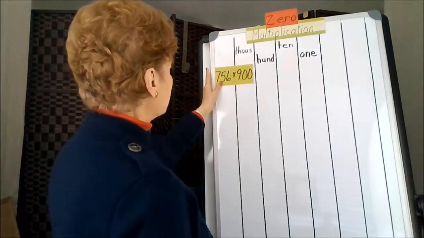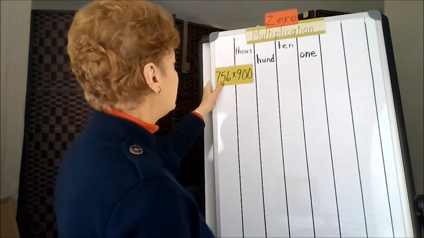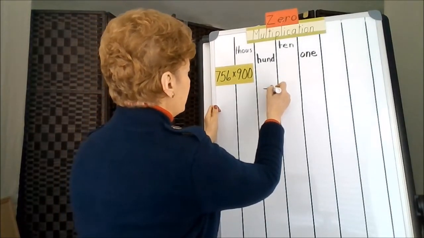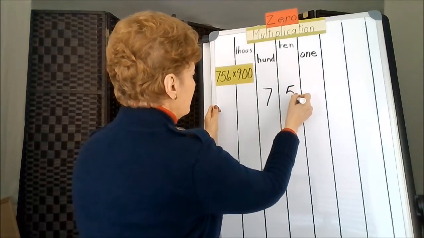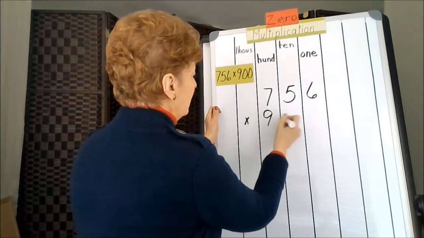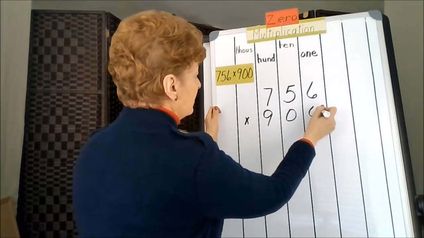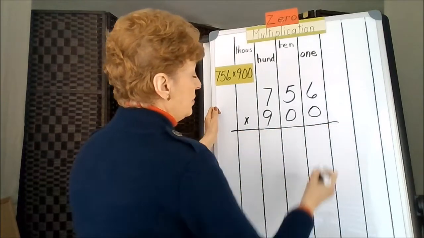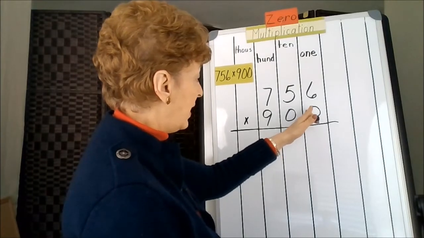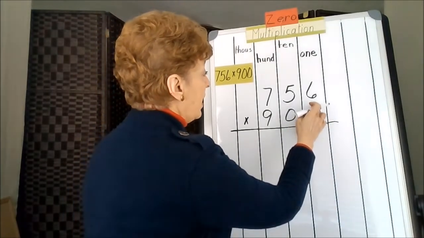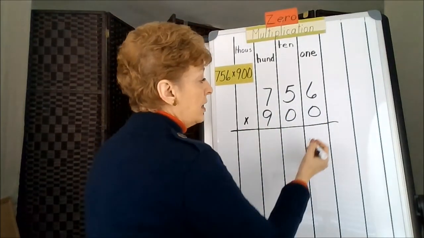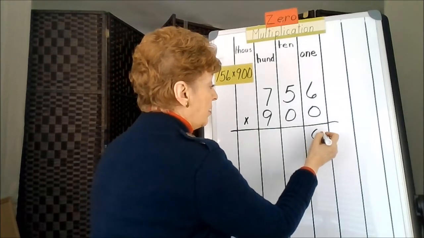Let's take this one for example. 756 times 900. We have 7 hundreds, 5 tens, 6 ones, times 900, no tens, no ones. If we were to do the standard algorithm, we would be multiplying by the ones column first, ones column to the ones, ones to the tens, and ones to the hundreds, which would give us 0 across the board.